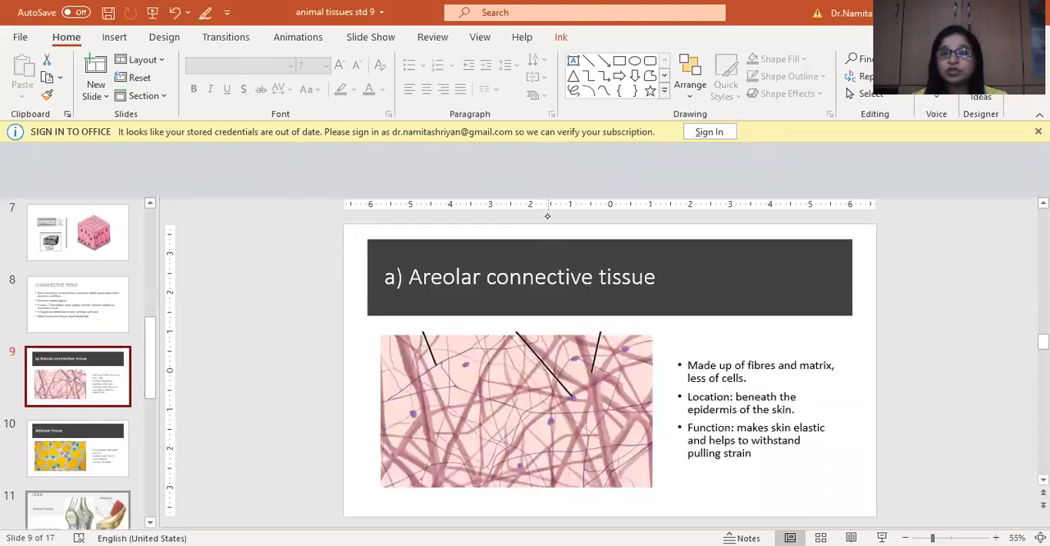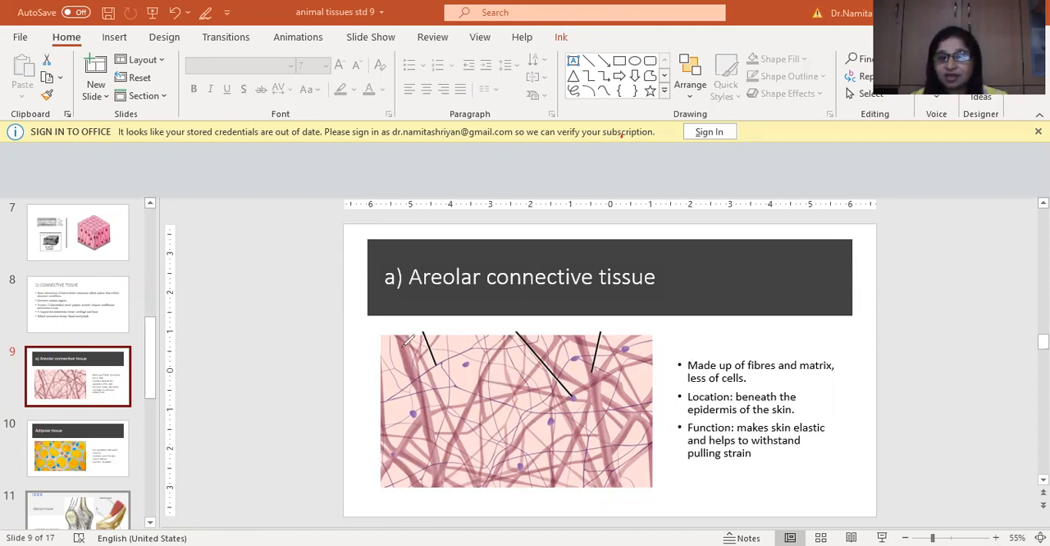Now, since we have already told that this is connective tissue, we know one thing, that they are going to have more of fibers, less of cells, and an intercellular substance, which we call matrix. So first type, connective tissue proper, I'm taking areolar connective tissue.